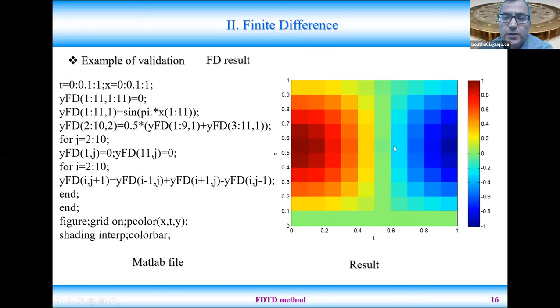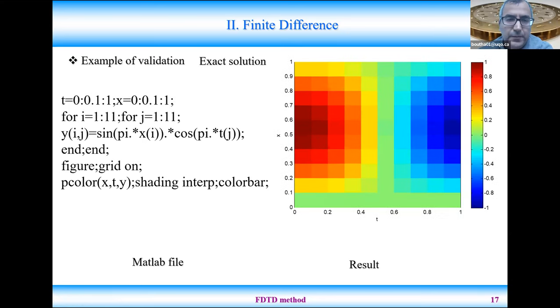And then it goes to 0 and then to minus 1. So you can see an oscillation of a wave inside a kind of waveguide here. So that's the solution we got with the finite difference.